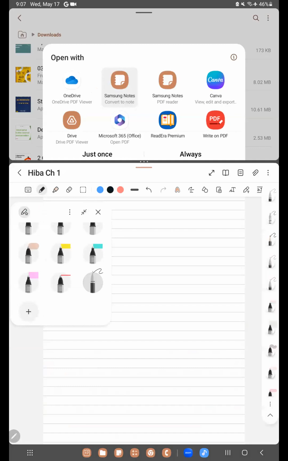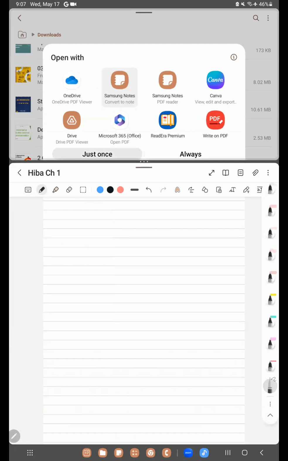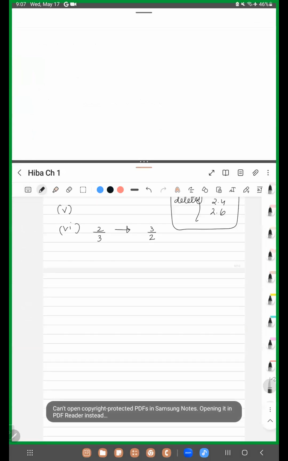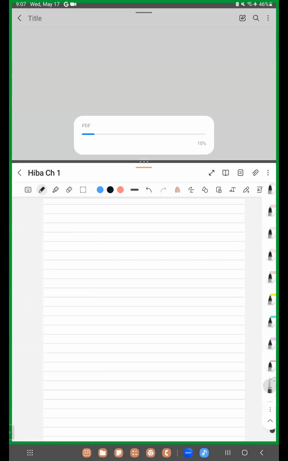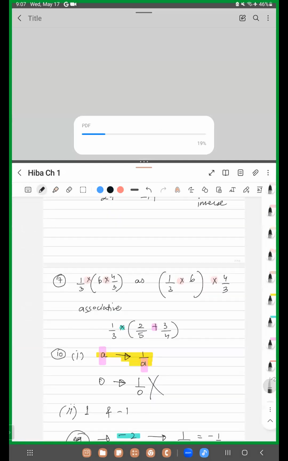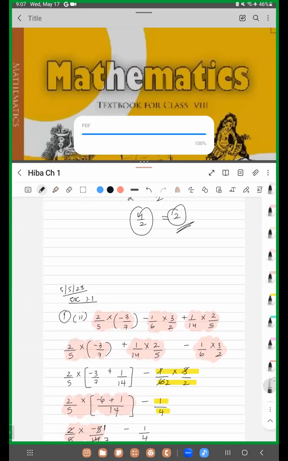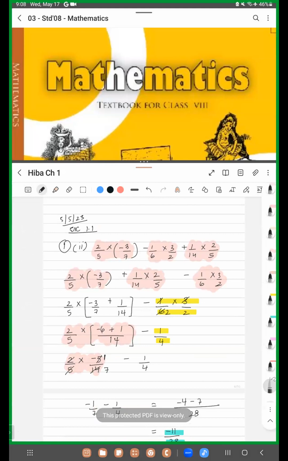Exercise 1.1. The first question, ये तो किया था ना हमने?